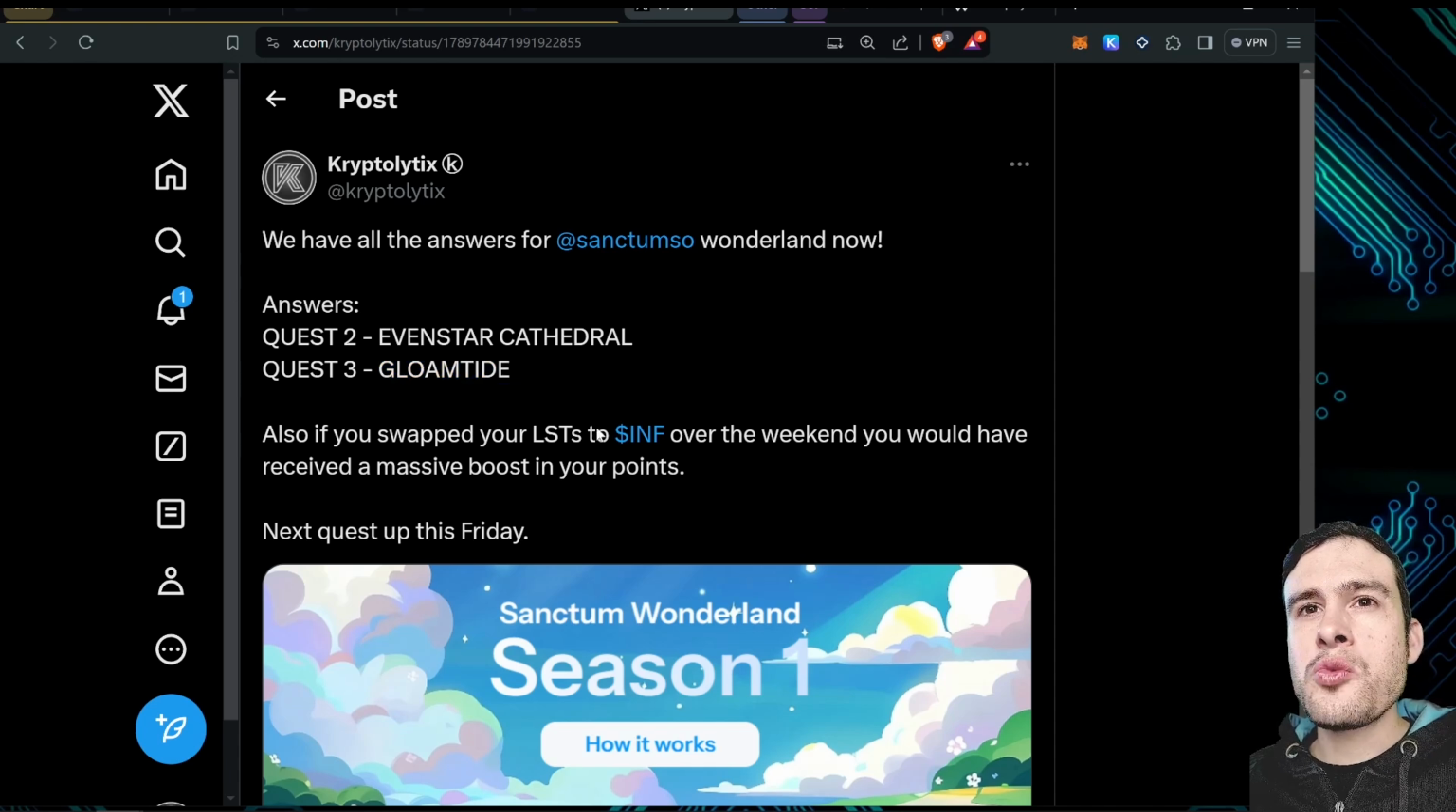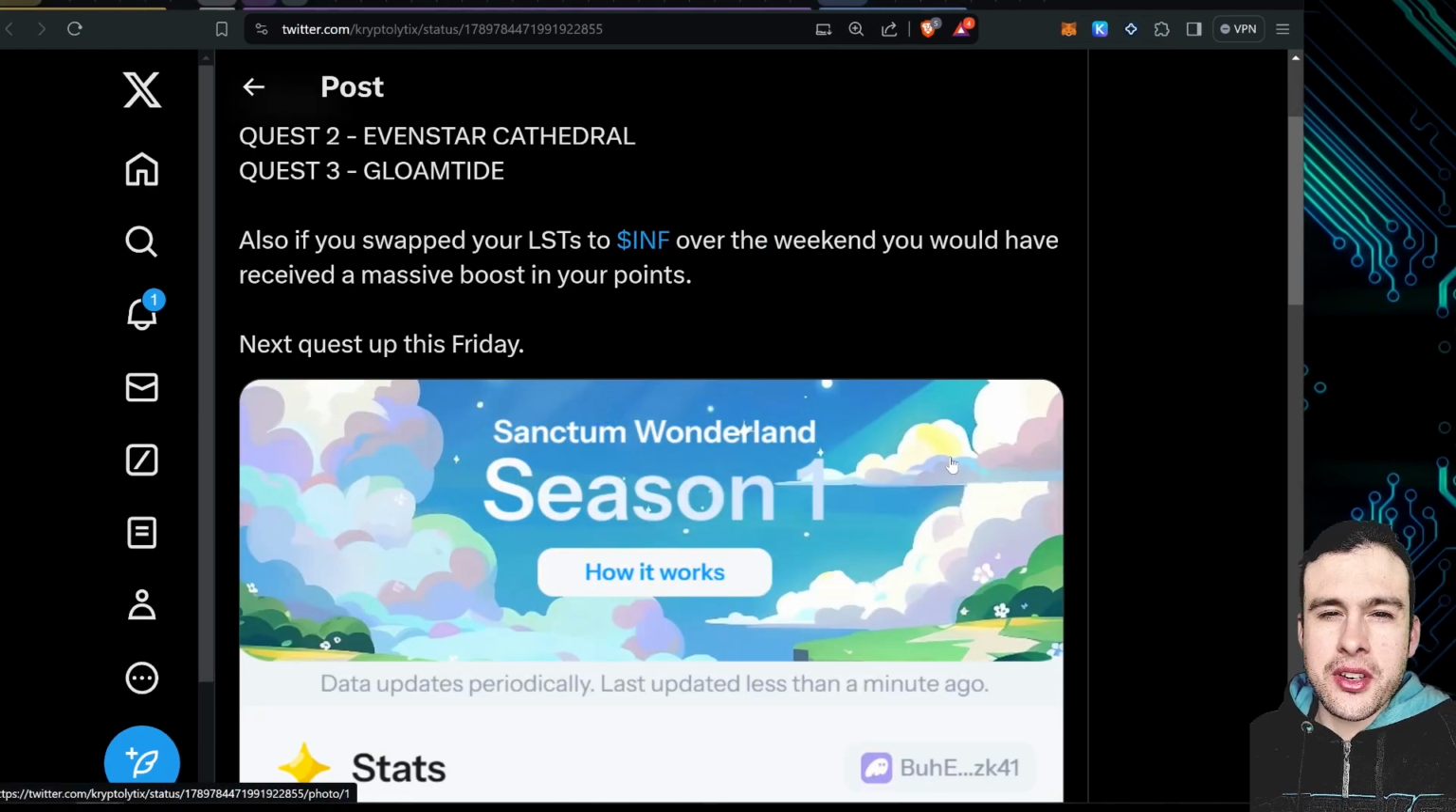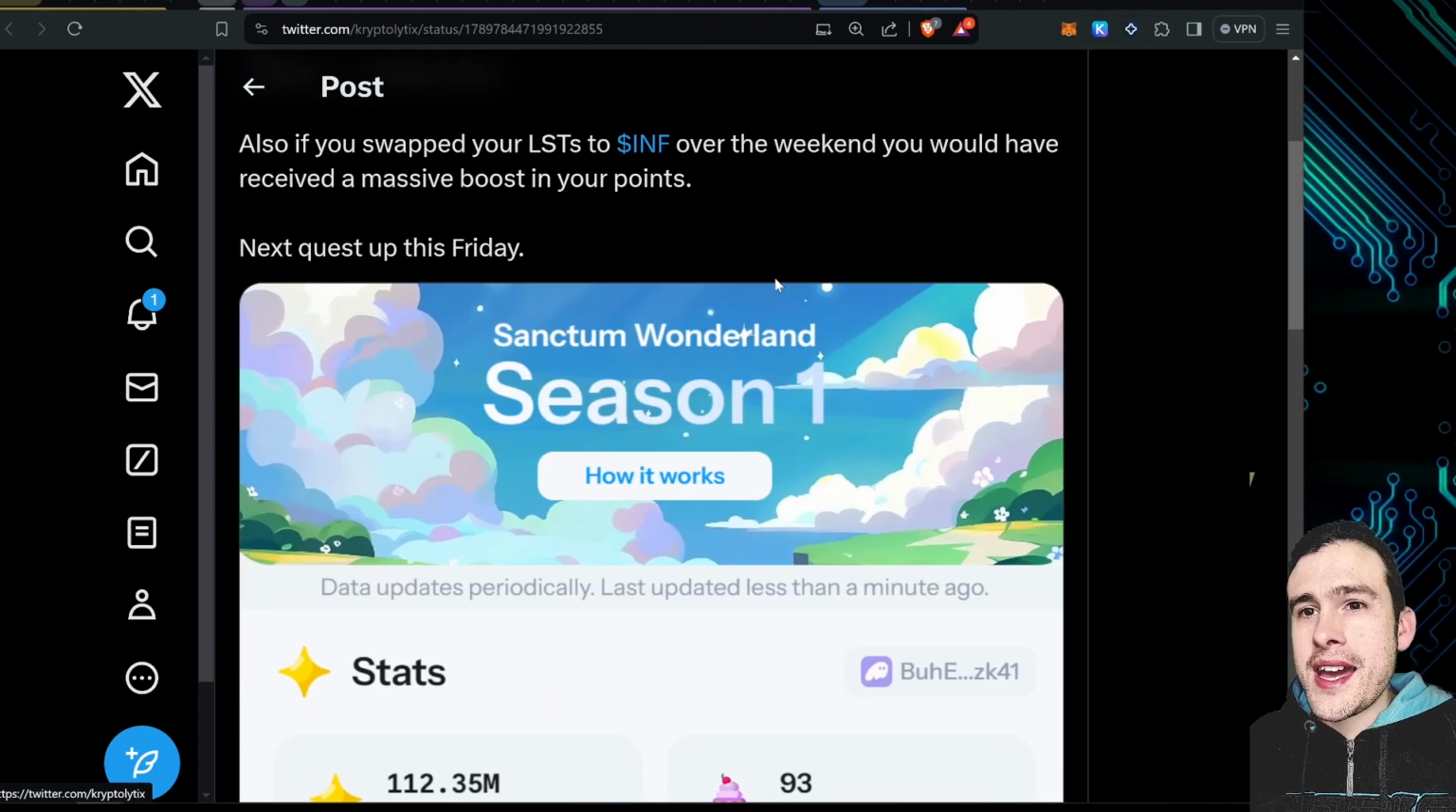Now, with regards to swapping the LSTs within the Sanctum ecosystem, I was trying to do it there, but I couldn't do it for some reason. So I just did it within Jupiter. I did have to use Jupiter to swap because there wasn't a pathway directly between the two. But anyway, if it doesn't work, that's fine, because that's still points for the next Jupiter airdrop, right? So not so bad.